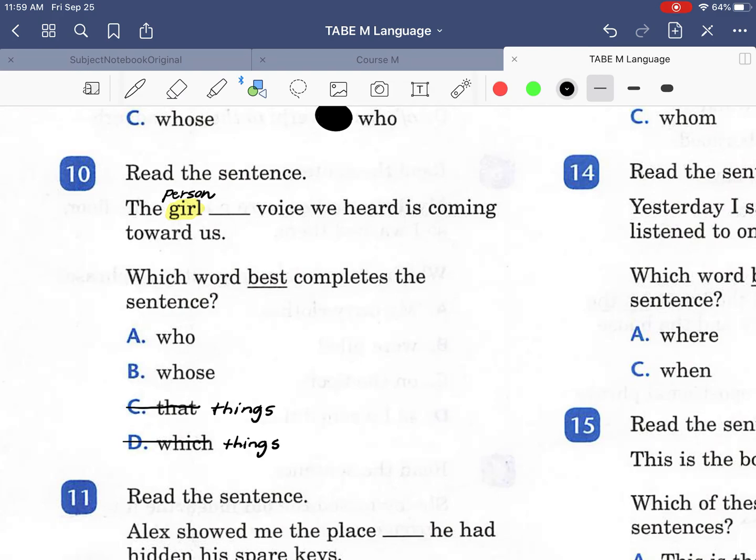Is there ownership in this sentence? Does something belong to the girl? Yes, the voice does. So because we are talking about the girl's voice, we want B. A is a pronoun. It's just the wrong pronoun. We want the one that shows ownership.